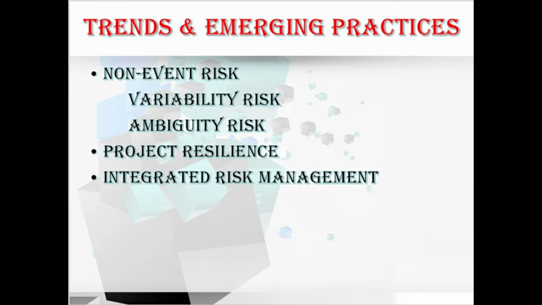Coming to ambiguity risk. Uncertainty exists about what might happen in the future. That is ambiguity risk. These are the areas of the project where imperfect knowledge might affect the project's ability to achieve its objectives, including elements of the requirements or the technical solution, future developments in regulatory frameworks, and inherent systemic complexity in the project. Hope you understood these two main types of non-event risk. Moving to the next concept, that is project resilience.